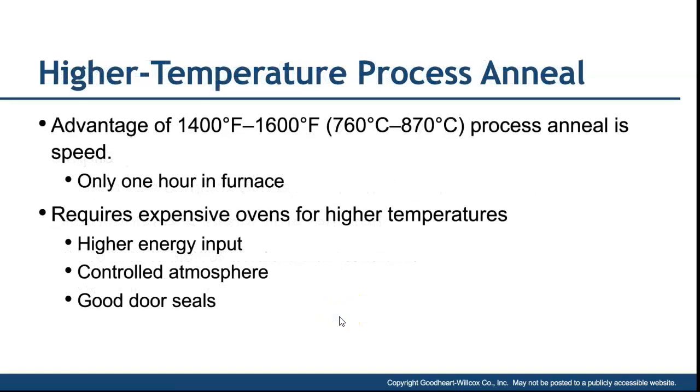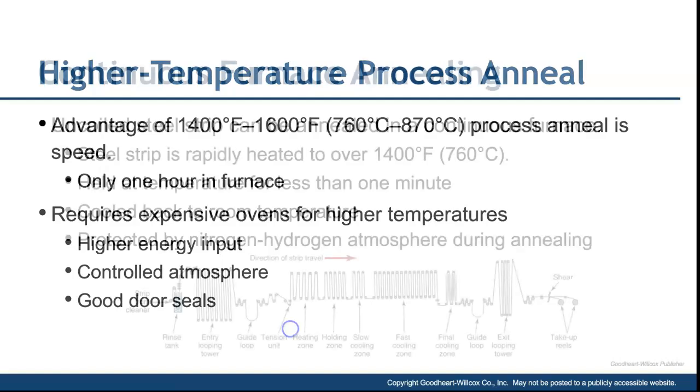If we're talking about higher temperature process annealing, this is done at 1400 to 1600 degrees Fahrenheit. Usually that only requires an hour in the furnace, but it does require higher energy outputs. It does need to be more controlled, and you also have to have good seals on the doors to make sure that you're maintaining that temperature in order for it to work right.